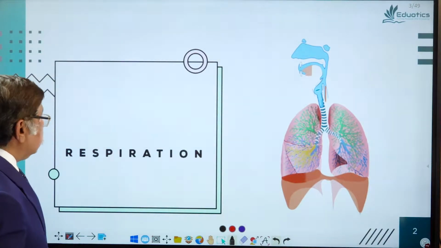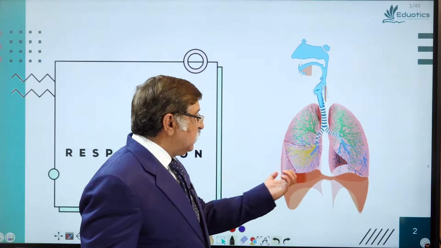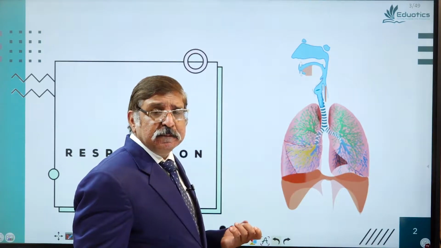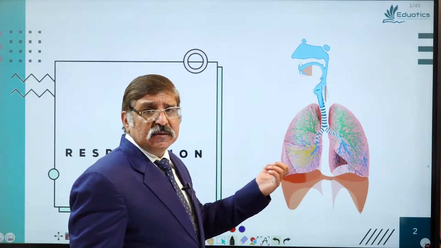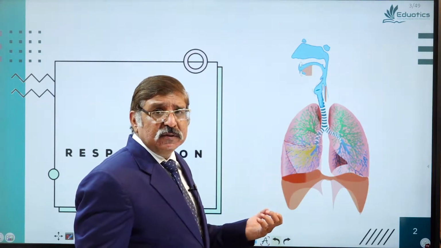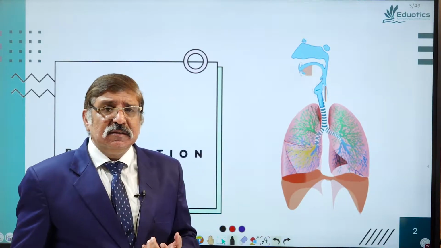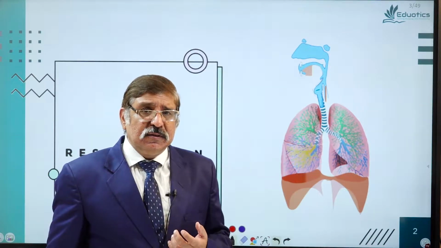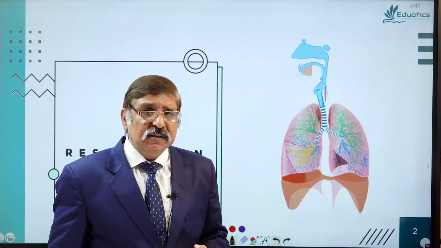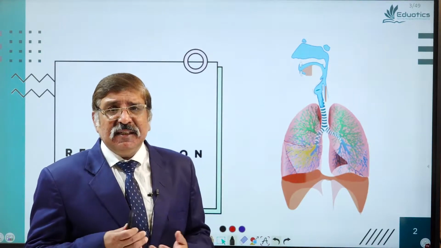Now different types of respiratory systems are there in animals. We'll be having respiration through lungs, through gills, through skin. And in plants also we'll be talking about respiration through stomata, through lenticels, through root surface or root hair cells, by diffusion. We'll be talking about the difference between breathing and respiration.